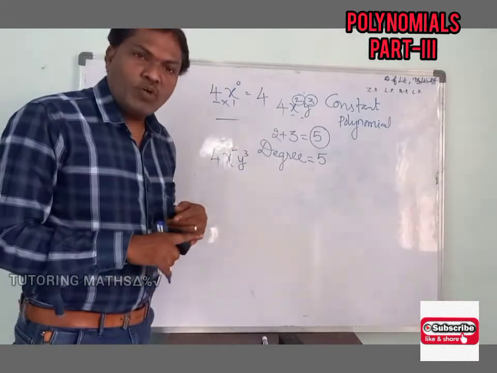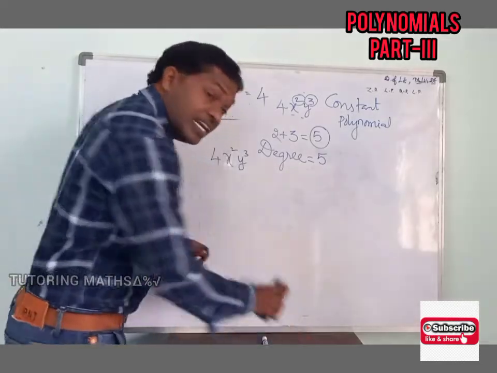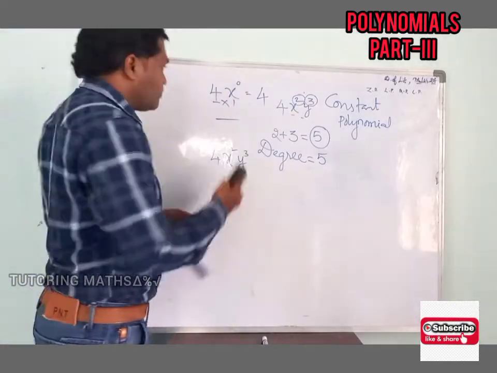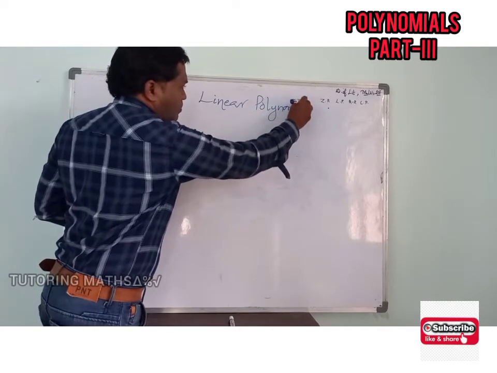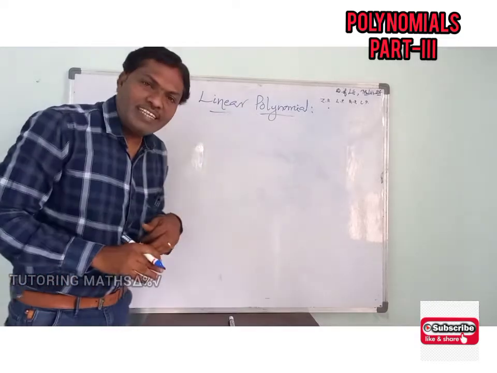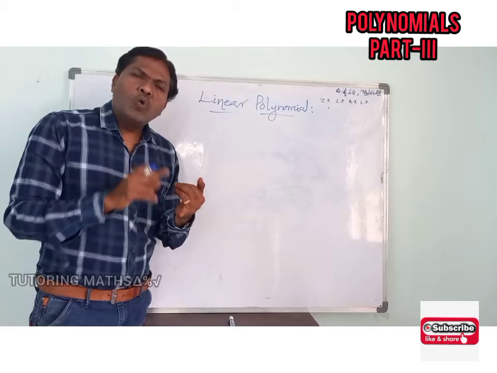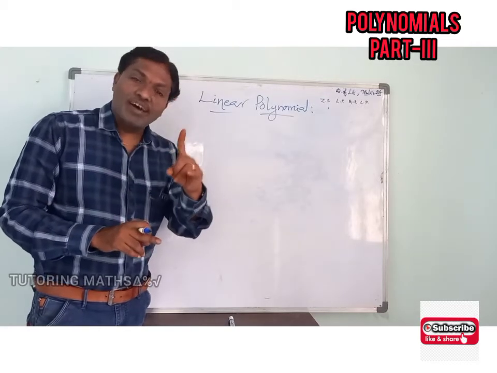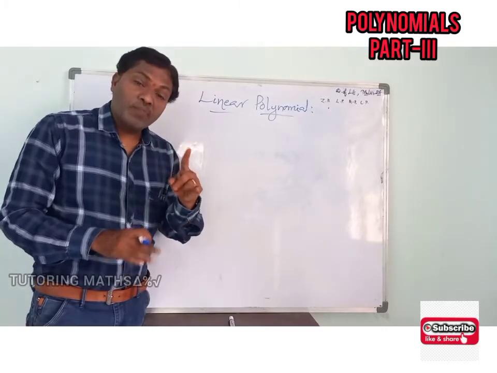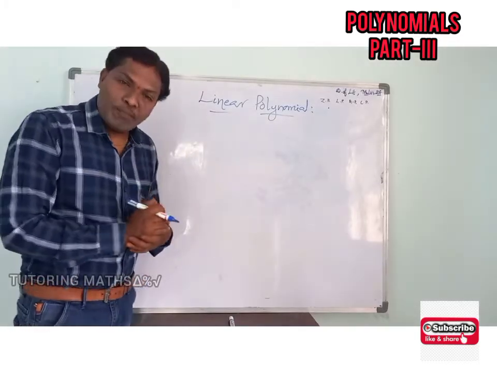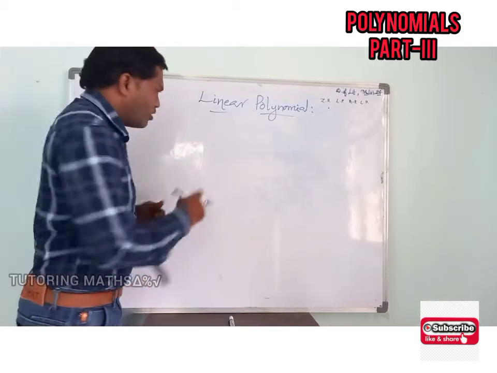And next, coming to linear polynomial. What is a linear polynomial? Let us see. The polynomial whose degree is 1 is called a linear polynomial. The first degree polynomial is called a linear polynomial.